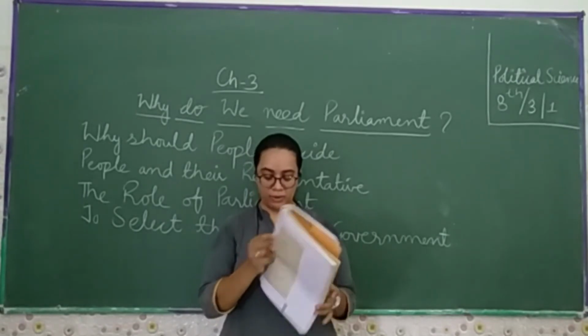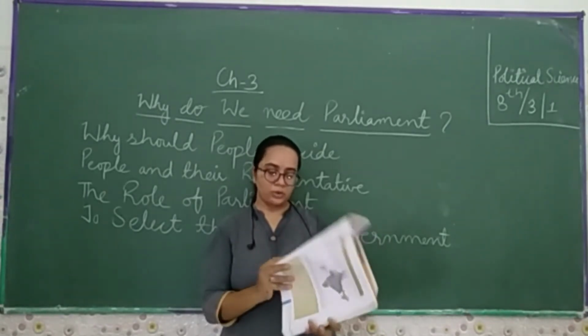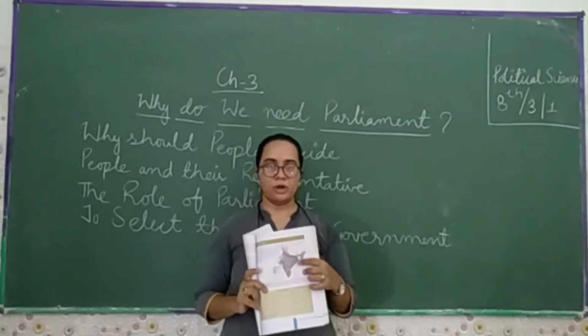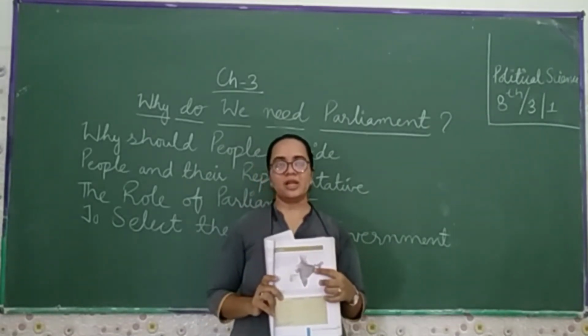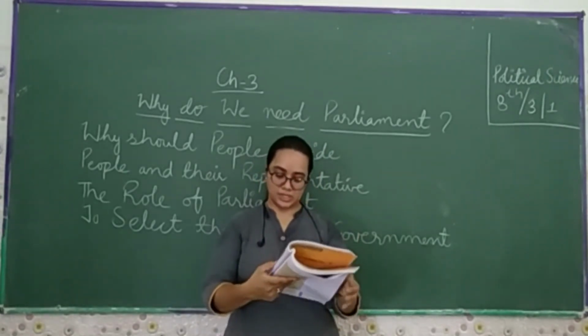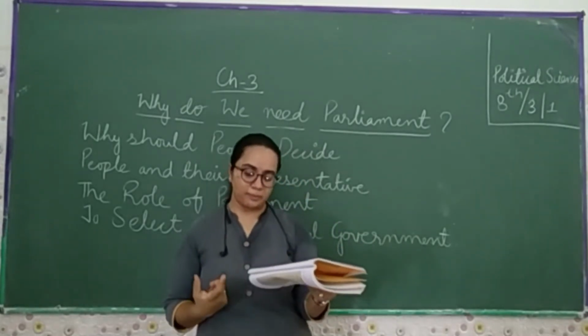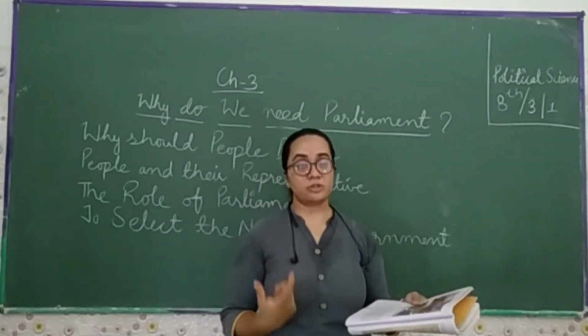that is on page number 41. You will see how it is divided into a number of constituencies. You have already read in class 7 how this is divided into constituencies. Each of these constituencies elects a member of parliament.